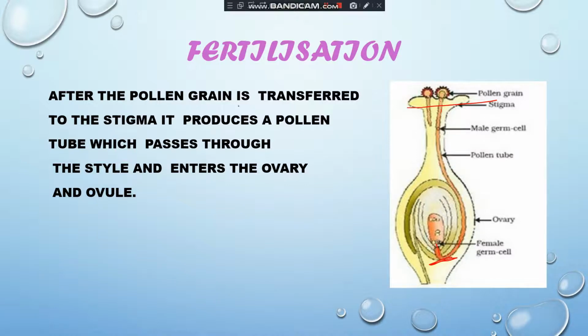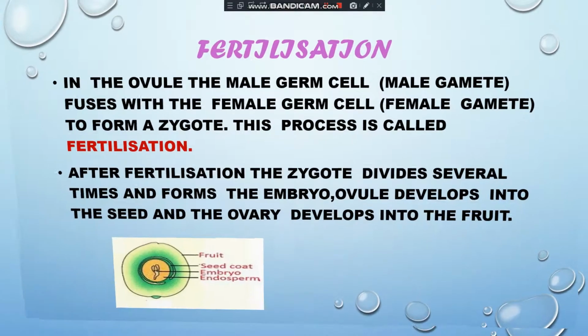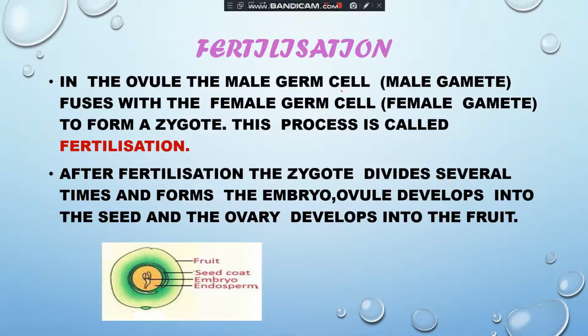So the pollen grain transferred to the stigma produces a pollen tube, which passes through the style and enters the ovary and ovule. So it enters the ovary and then the ovule and fuses with the female sex cell. In the ovule, the male germ cells, that is male gametes, fuse with the female germ cells, that is female gametes, and form the zygote. The process of fusion of male and female gamete is called fertilization.